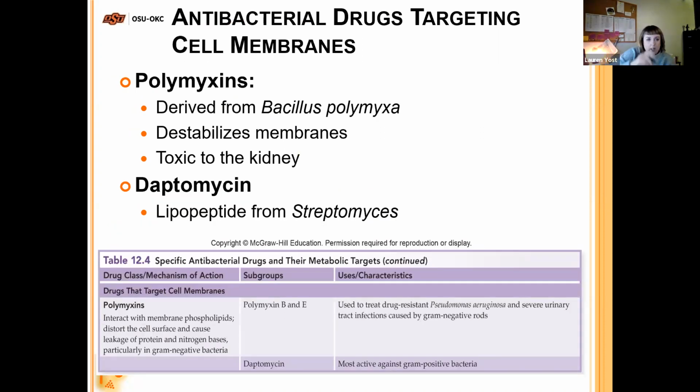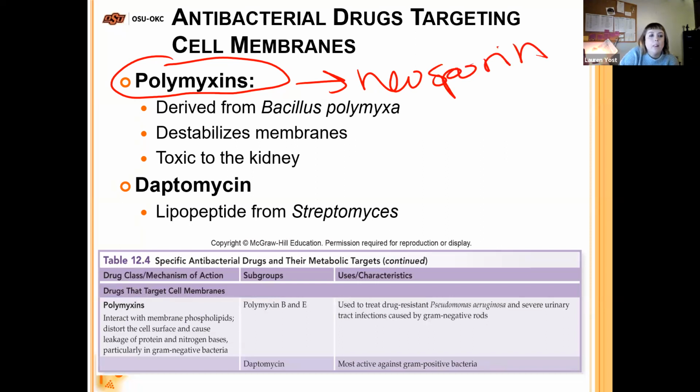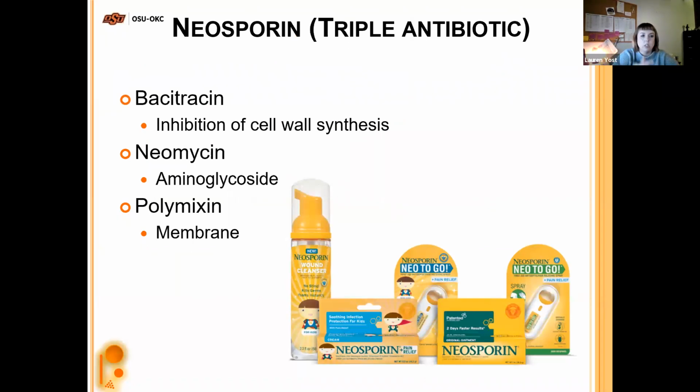Next, we have the drugs targeting the cell membranes. We have the polymyxins. These are also present in Neosporin. These are derived from a bacteria called Bacillus polymyxa, and they destabilize the membranes, and they are toxic to kidneys, unfortunately, but they can be used. This would be polymyxin or daptomycin. We don't see a lot of that. We have drug-resistant Pseudomonas aeruginosa in the urinary tract, and then gram-positive bacteria down here with daptomycin. I'm not familiar with those drugs, only through these slides.